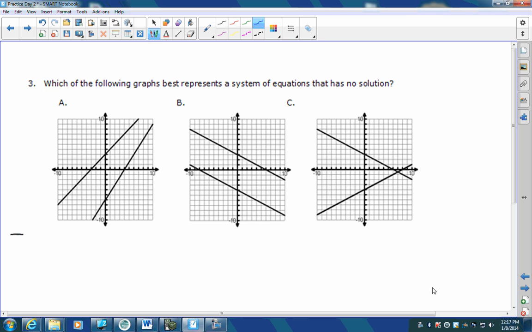All right, number 3. Which of the following graphs best represents an equation that has no solution? If they have no solution, what does that mean? Parallel. They are parallel lines. And so, yes, the answer should be B.